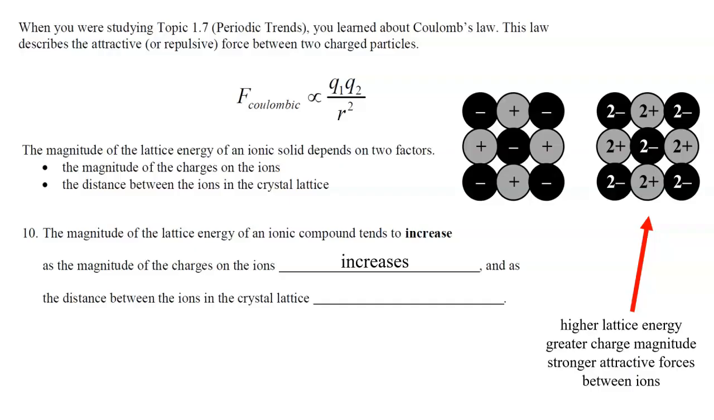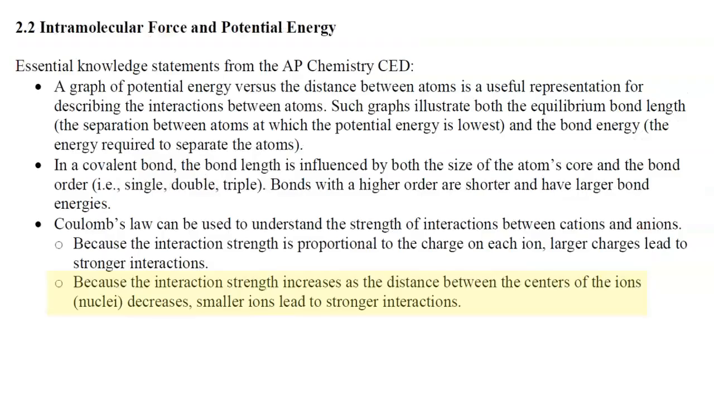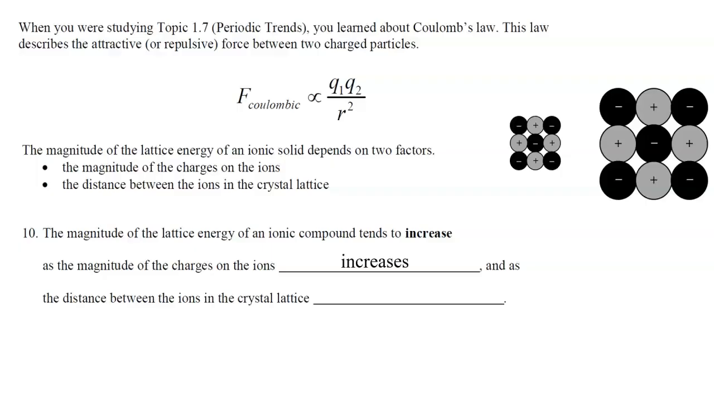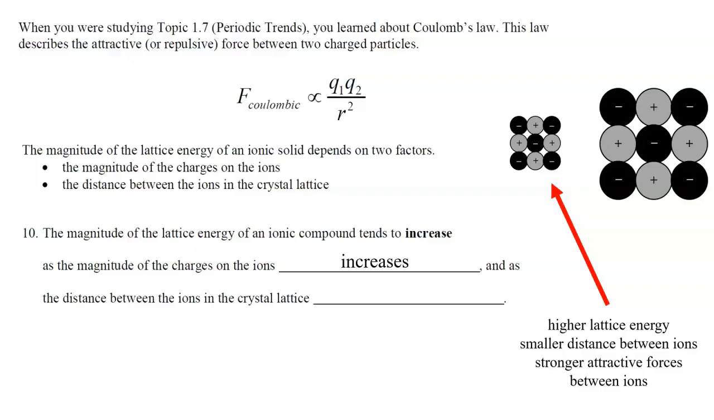So the magnitude of the lattice energy of an ionic compound tends to increase as the magnitude of the charges on the ions increases. Now the other factor in Coulomb's law is the distance between the ions. So because the interaction strength increases as the distance between the centers of the ions decreases, smaller ions lead to stronger interactions. So comparing these two particle diagrams, we can see it's not about the magnitude of the charges on the ions, because all of these ions are either +1 or -1. It's about the distance between the ions in the crystal lattice. And so the particle diagram on the left would indicate smaller distance between the ions and a stronger attractive force between the ions. So the magnitude of the lattice energy of an ionic compound tends to increase as the distance between the ions in the crystal lattice decreases.